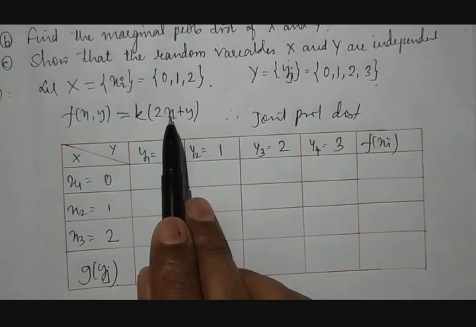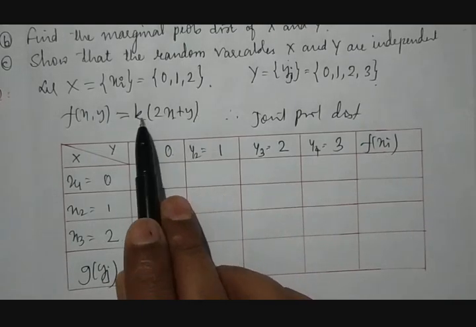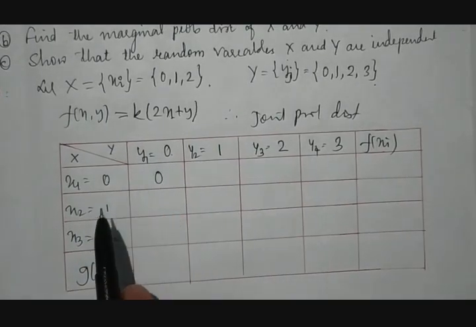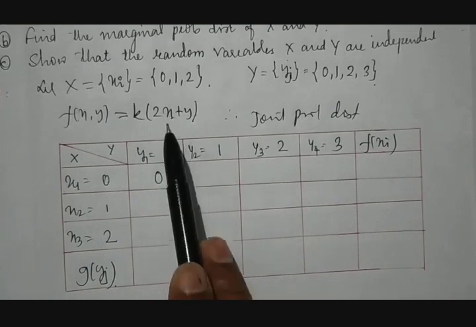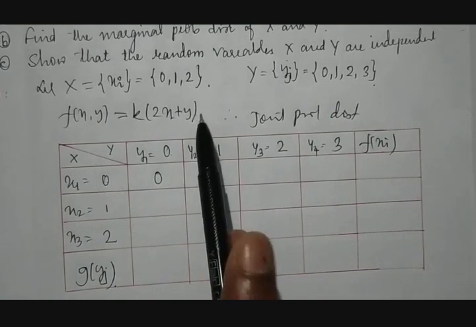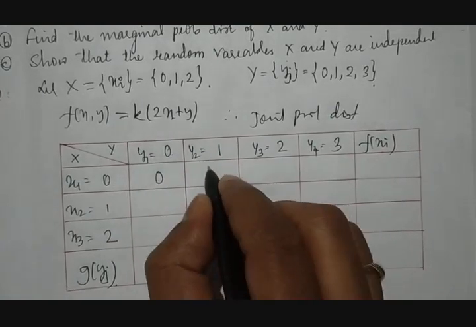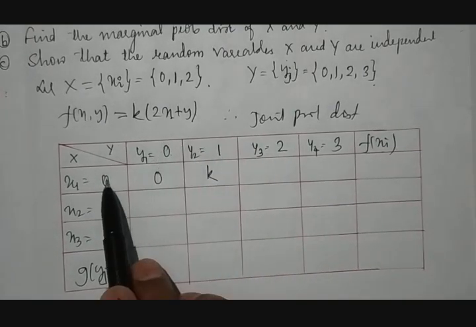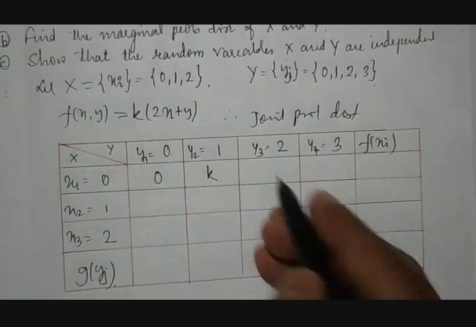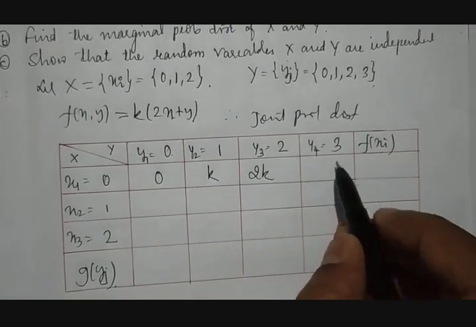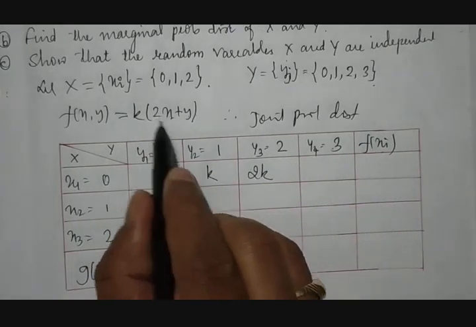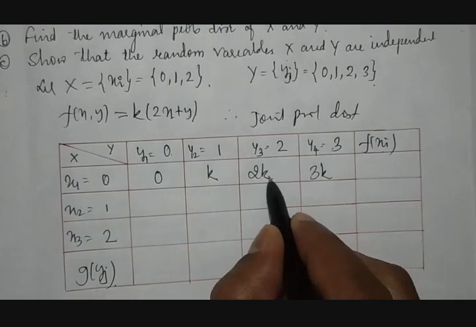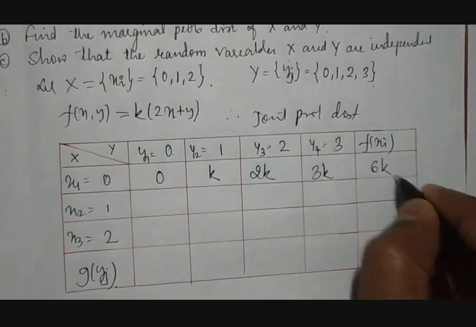Then it becomes 0 plus 0, and 0 into anything is 0. Therefore this is 0. Next, if you put x equal to 0 and y equal to 1, then this term becomes 0, this is 1, so 1 into k will be k. If you put y equal to 2, then it is 0 plus 2, 2 into k is 2k. Similarly, if you put 3, then it becomes 3k. Then altogether k plus 2k plus 3k is 6k.